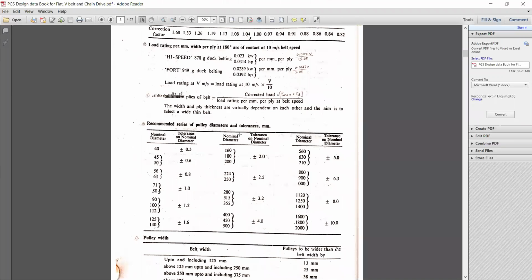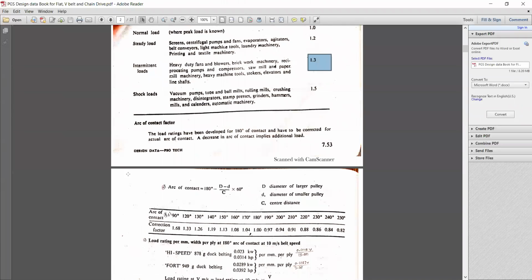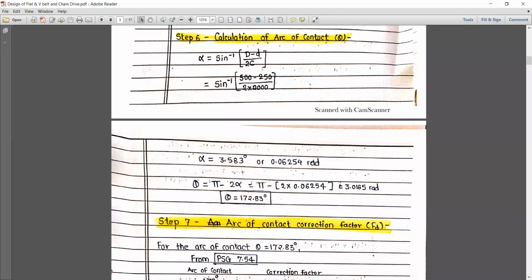Referring to PSG page number 7.54, the equation is directly given. You can use the same formula: arc of contact is equal to 180 degree minus (D minus d) divided by C into 60 degree. Putting all the values, you can directly get the values which we have calculated over here through this equation. So you can calculate both ways, this way and also using the PSG equation.